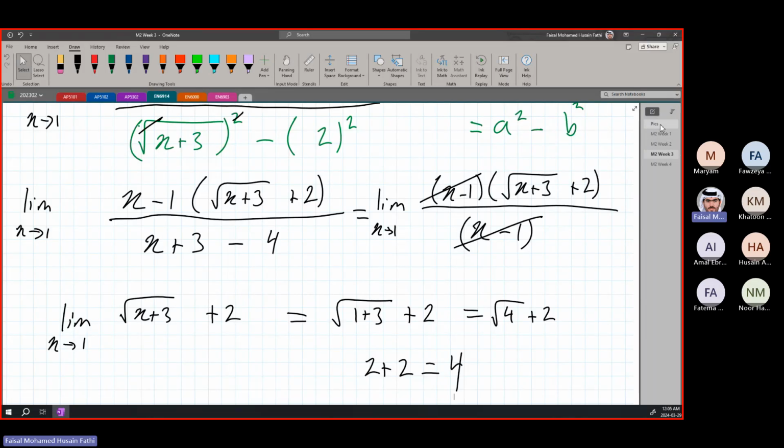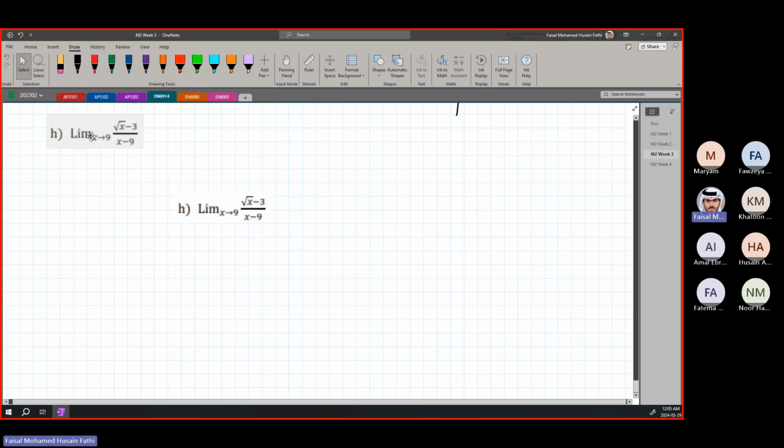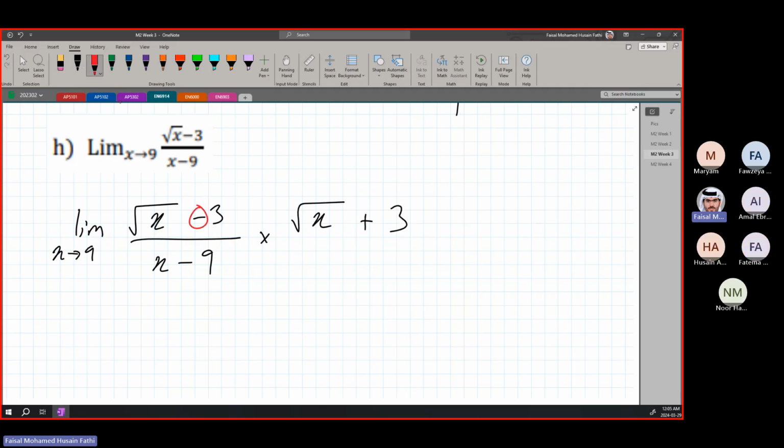Let's do another one using the conjugate method. So again, we will do the exact same idea here. The limit of x as it approaches 9 of square root of x minus 3 over x minus 9. Another way we can simplify this is to multiply up and down by square root of x plus 3, the opposite sign. Remember that this is minus, so this is going to be the opposite sign. Anything we do up, we have to do down.